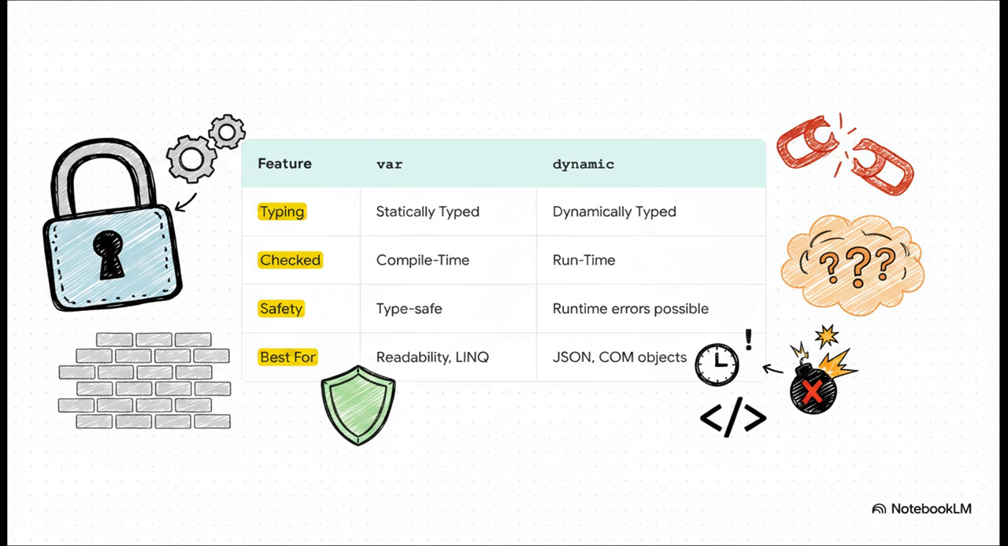Var is just syntactic sugar. The compiler knows the exact type at compile time, it's still strongly typed and perfectly safe. Dynamic, on the other hand, is a whole different beast. It tells the compiler, hey, trust me, I know what I'm doing, check this at runtime. It's powerful for things like working with JSON, but it throws all that compile time safety out the window, so you have to be careful.